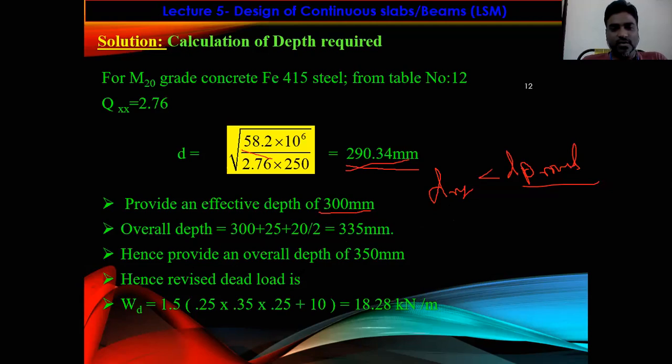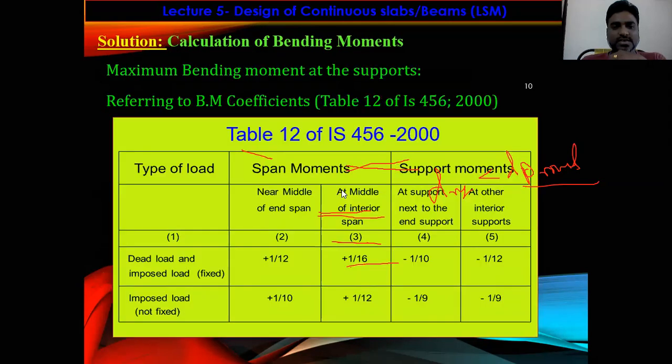So hence, the effective depth provided is 300, and the overall depth required is 335. So here we are providing an overall depth of 350 mm. Why? Because 335 is required, so we are changing it into 350.